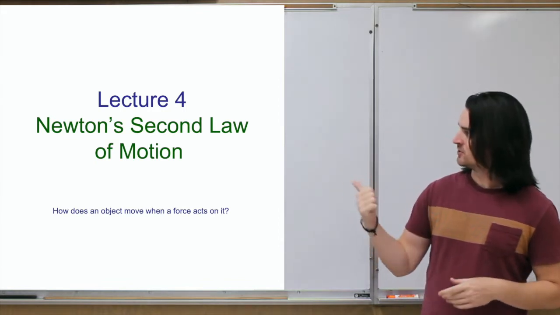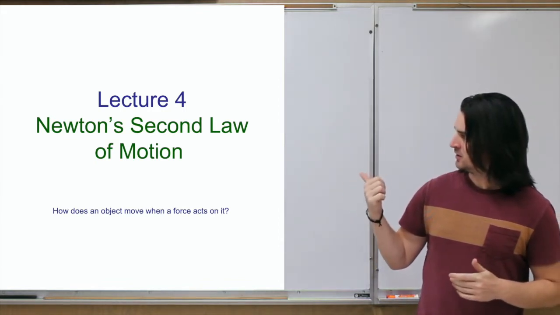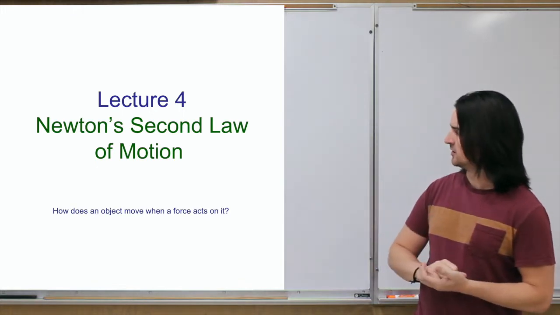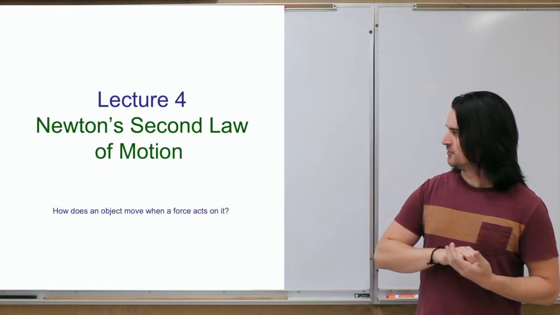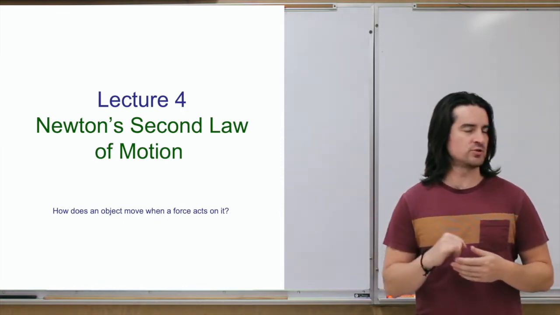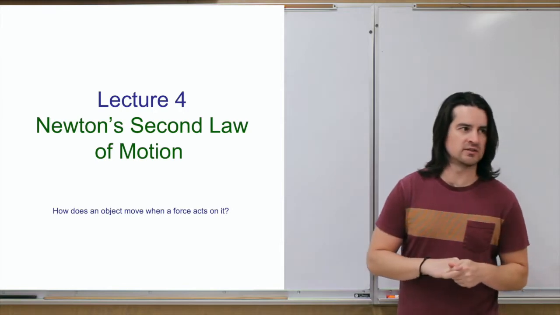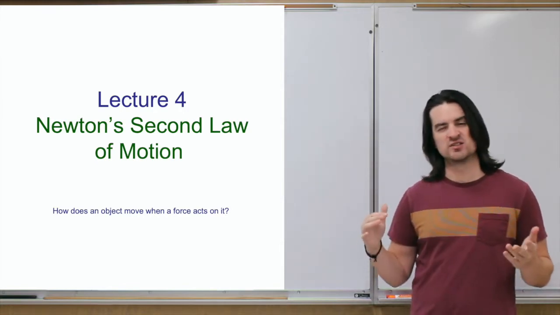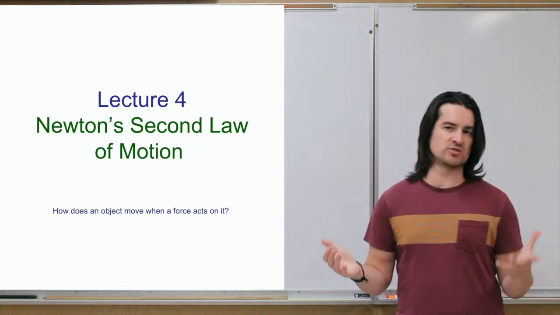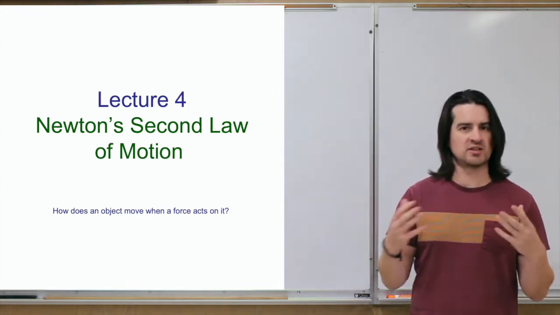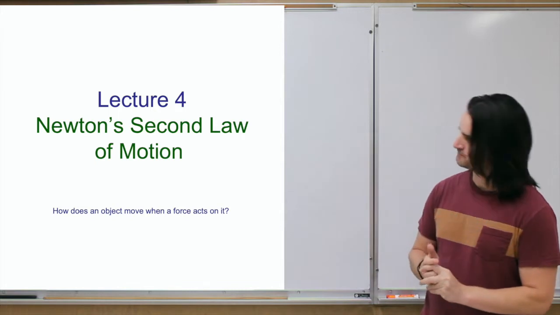We're on lecture number 4 now, and we're going to be talking about Newton's second law of motion. In previous lectures we looked at Newton's first law of motion, which had basically all to do with inertia, the fact that objects with mass don't want to change the way they're moving. So if they're at rest, they want to stay at rest. If they're in motion, they want to stay in the same motion, uniform motion.